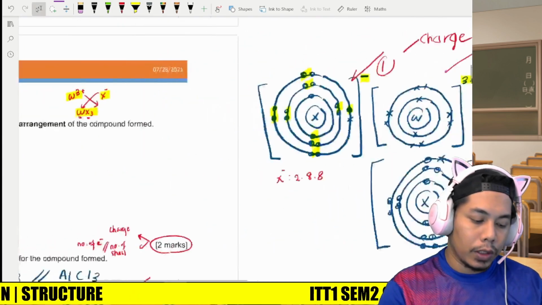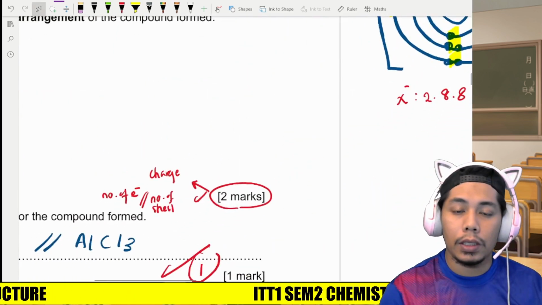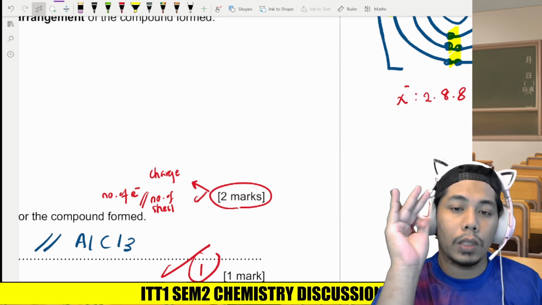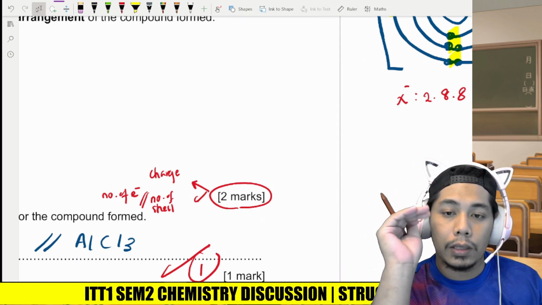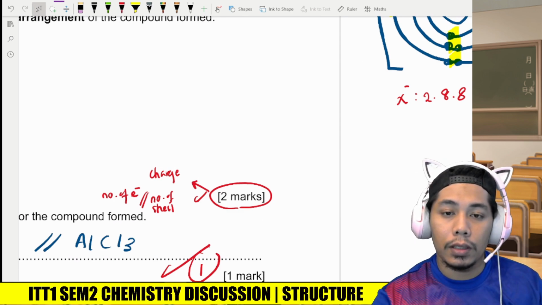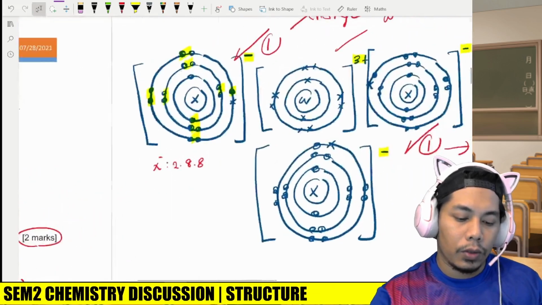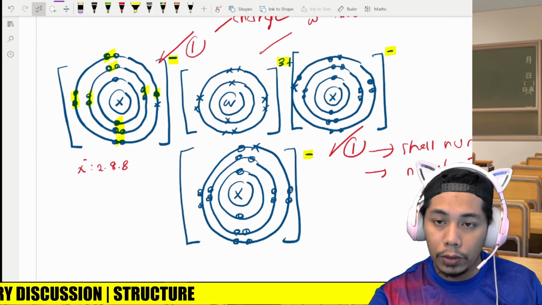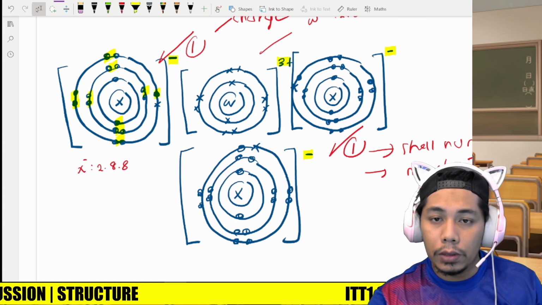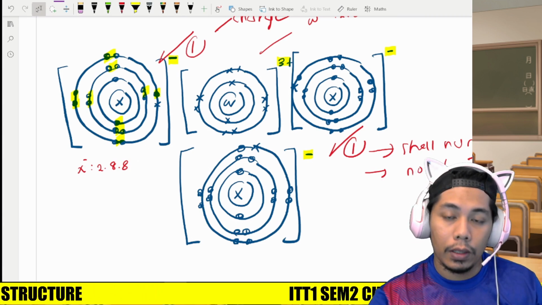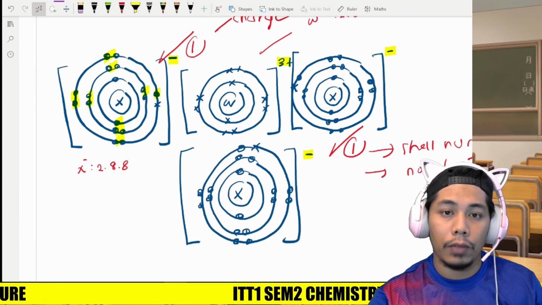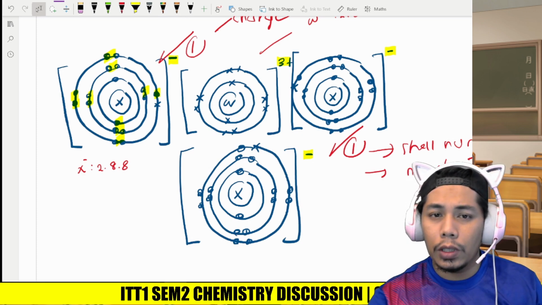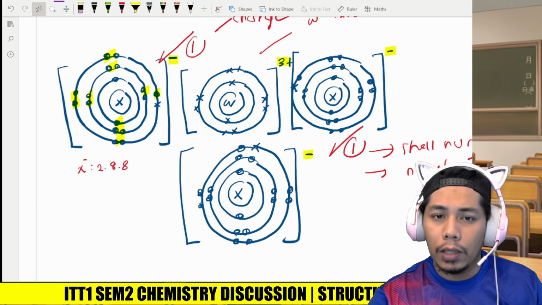If you look, there are two marks. What do the two marks mean? First, for your charge, if your charge is correct, you will gain 1 mark, and if your number of electrons and number of shells is correct, you will gain the second mark. W is located at the center because it just consists of one W ion. Make sure the number of electrons of X and number of shells of X is correct. X has 2.8.8 electron arrangement, so it has 3 shells and a negative charge.